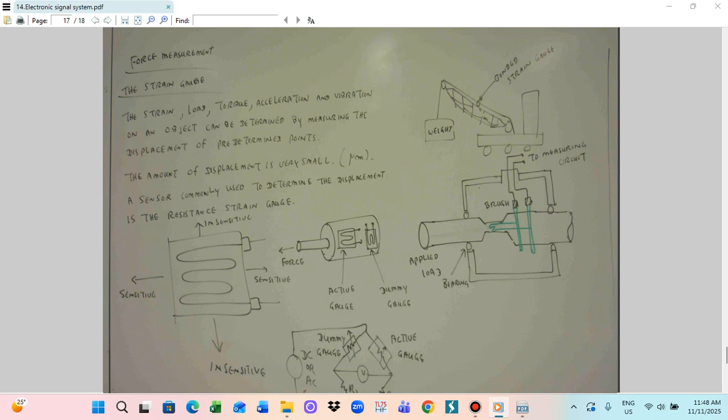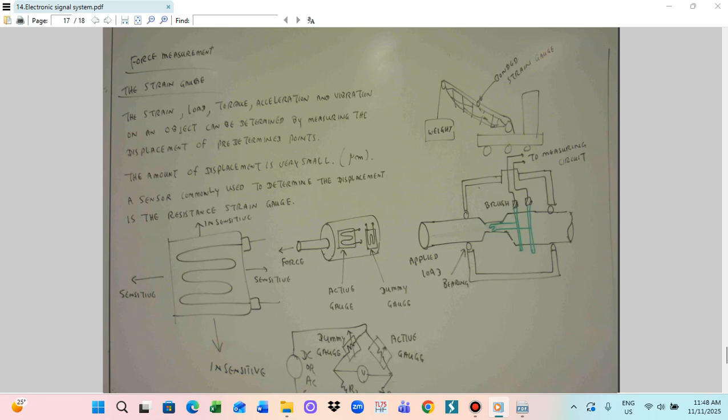I gave you the notes for the strain gauge. For measurement, you also utilize a strain gauge. I drew the strain gauge, and there are two kinds of strain gauge, the bonded and the unbonded. The strain, load, torque, acceleration and vibration on an object can be determined by measuring the displacement of a predetermined point. The amount of displacement is very small, just a micrometer. In this case, a sensor commonly used to determine the displacement is the resistance strain gauge.